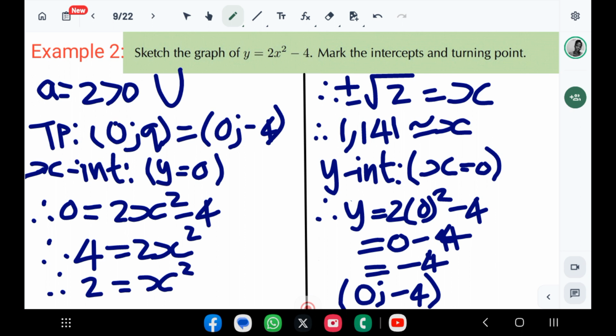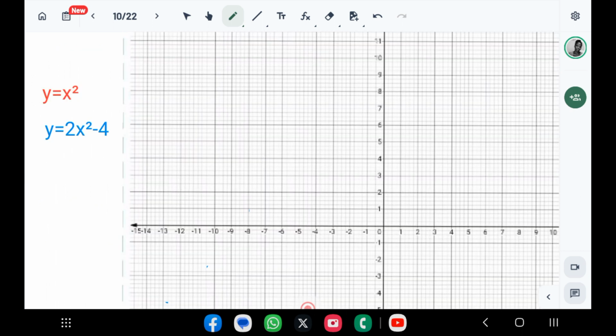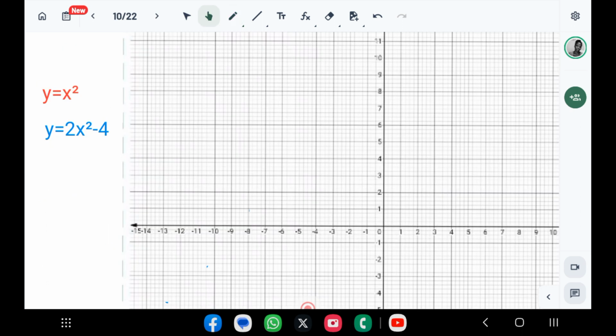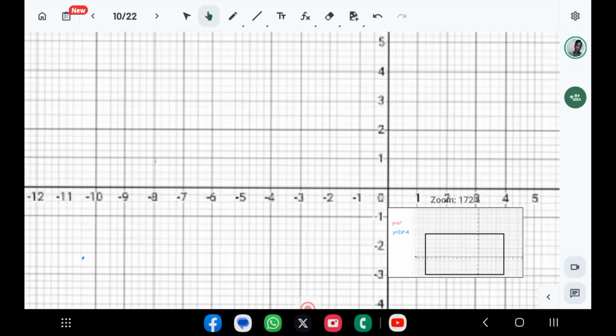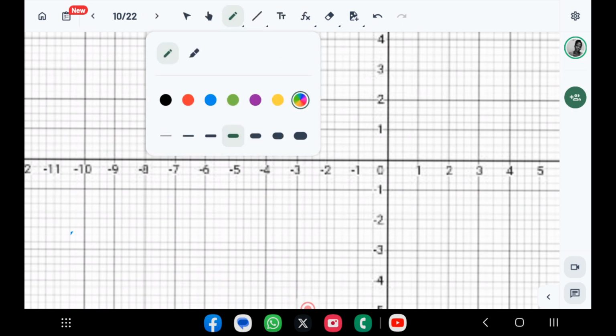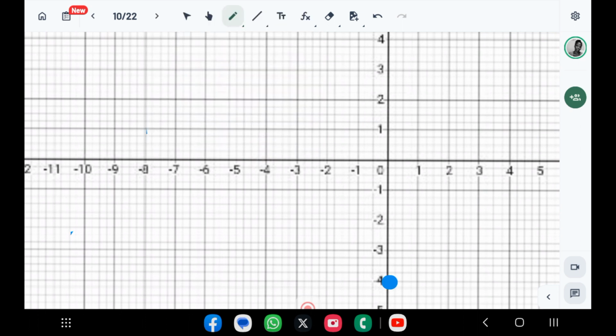Now let's plot this point on the Cartesian plane. Right, let's plot the points first. We got that the turning point is 0, negative 4. Let's make this blue. 0, negative 4 is the turning point. And the x-intercepts are negative 1,41 and 1,41. So that's somewhere between 1 and 2.